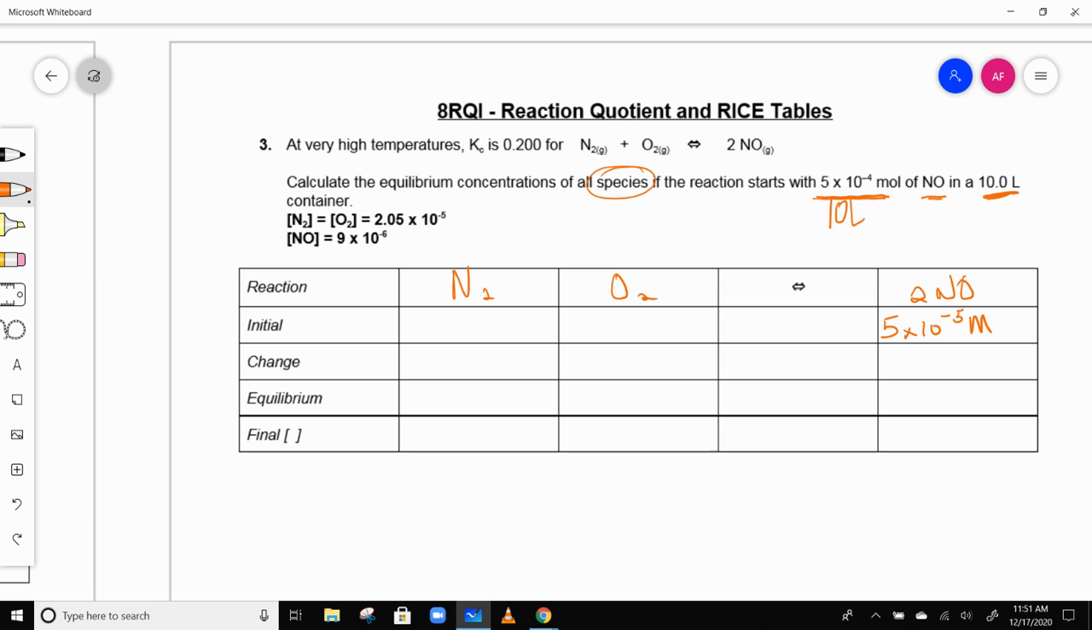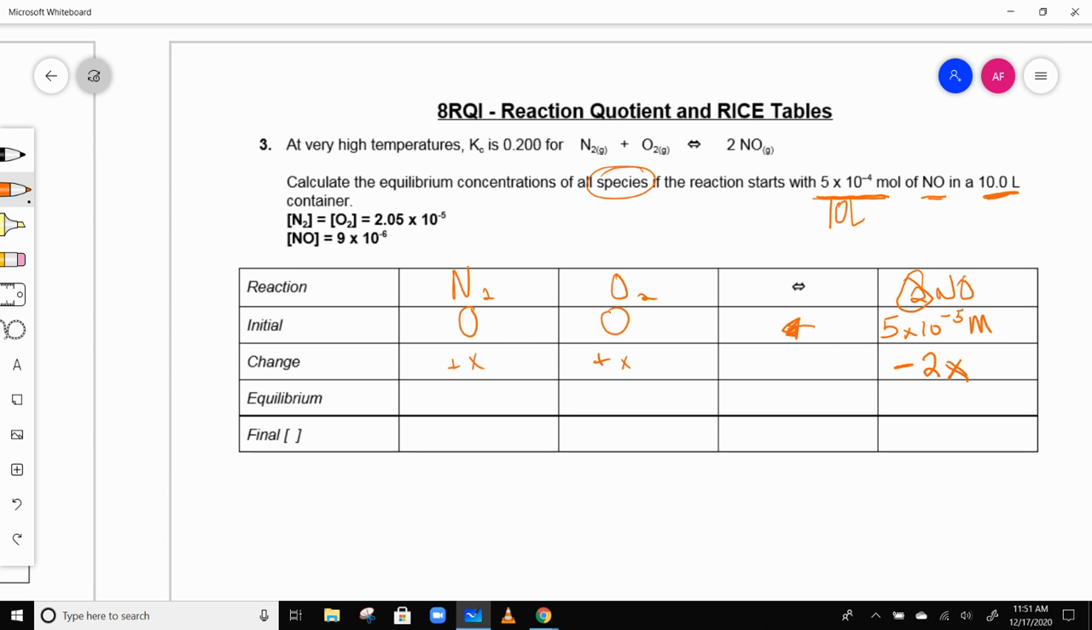Okay, and then we start with 0 and 0. Because we start with only products, we're going to shift to the left. So everything's going to shift to the left. That means we're going to subtract something here, and it's going to be minus 2x. We call it 2x because of the coefficient of 2. You're always subtracting or adding the coefficient times x. And then these will be plus x and plus x.